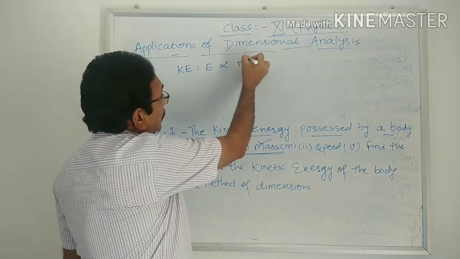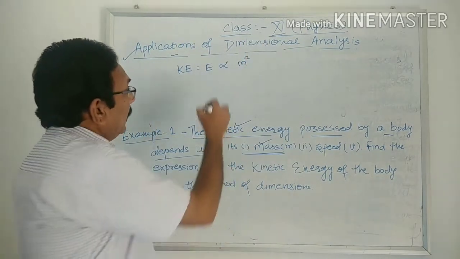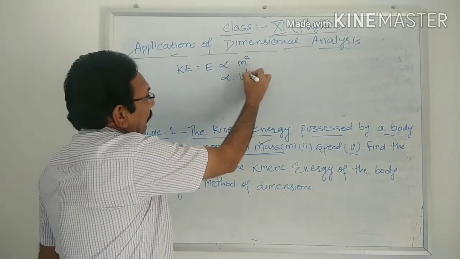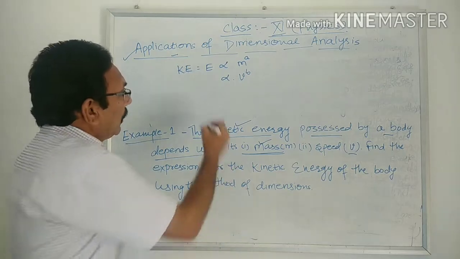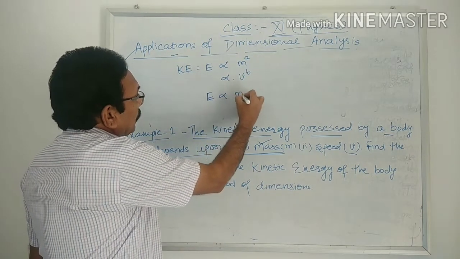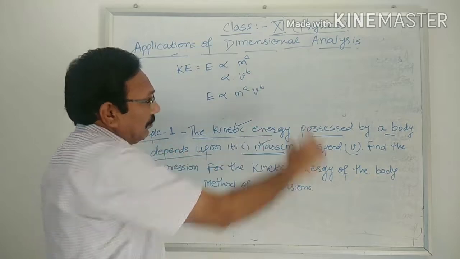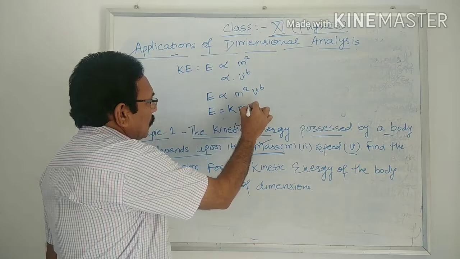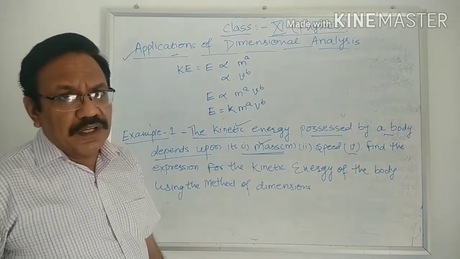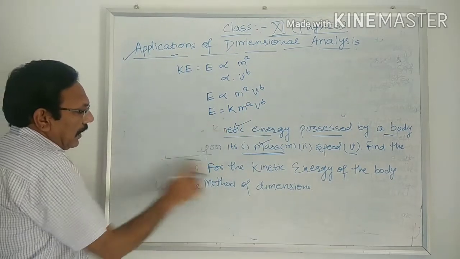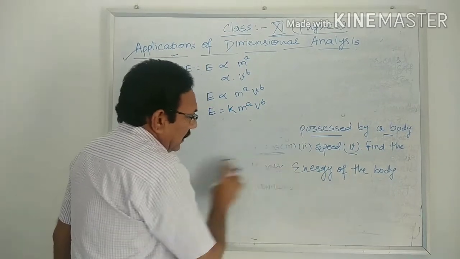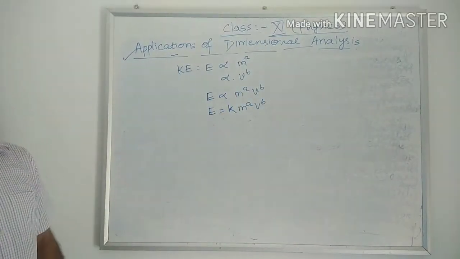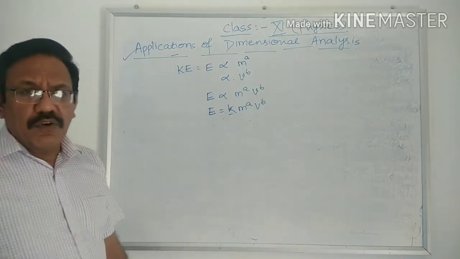So we will place here M raised to power A. Secondly, it is given that the same kinetic energy depends upon speed, so we will write V raised to power B. On combining these two, E is proportional to M raised to power A, V raised to power B, or E equal to K M raised to power A, V raised to power B. Here K is the constant of proportionality. It is a dimensionless constant.